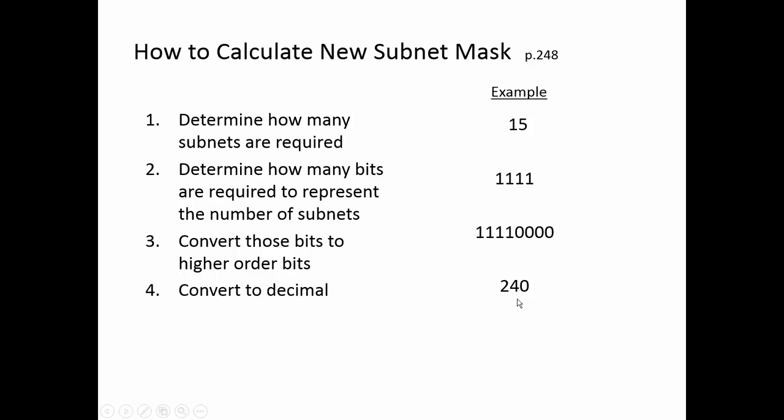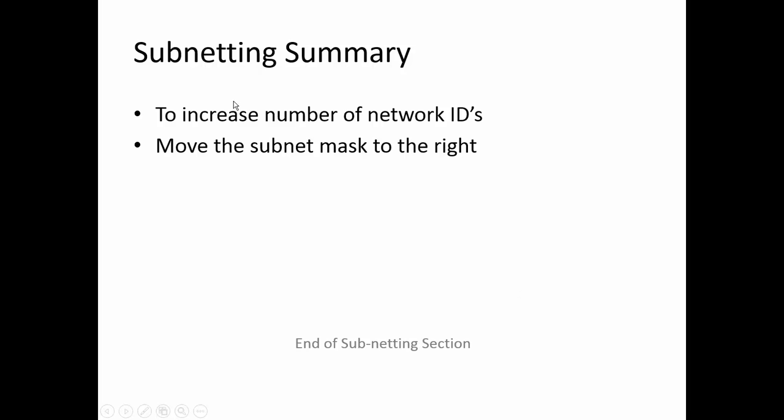So this is a subnet mask that only moves the subnet mask half of an octet to the right, and that's why it's represented as 240. If we move it a full octet to the right, it's 255, but if we only move it 4 bits to the right, it is 240. In summary, to increase the number of network IDs, we move the subnet mask to the right. And this concludes our section on subnetting.